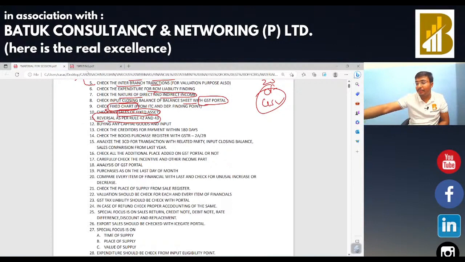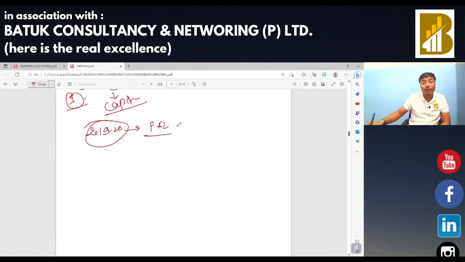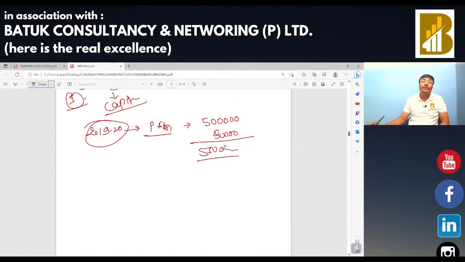Suppose the taxpayer has bought capital goods in that particular financial year. Suppose you are doing the audit for financial year 19-20, and the taxpayer has bought plant and machinery for 5 lakh rupees, and GST on that plant and machinery is 50,000 rupees, total 5 lakh 50,000 rupees. You need to check whether the taxpayer has claimed 100% of the input tax credit in one shot. Suppose the taxpayer is completely dealing in taxable supply. In that case, there is no issue. The taxpayer can claim 50,000 in one shot.